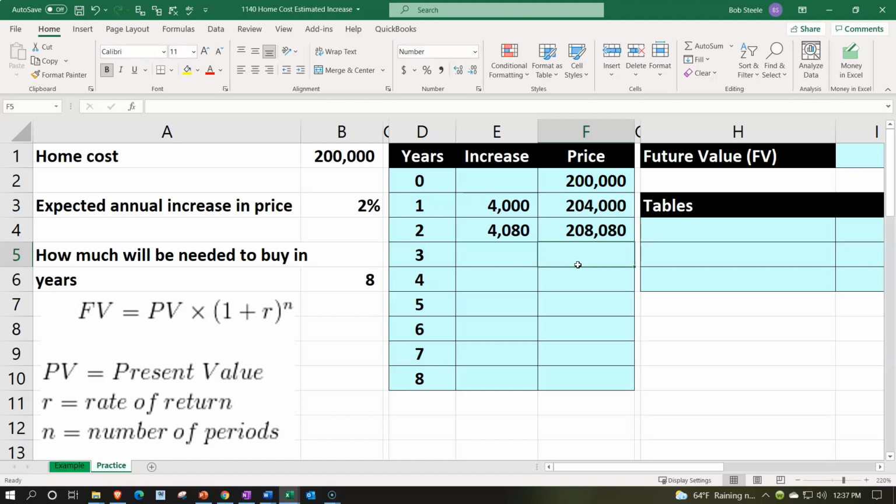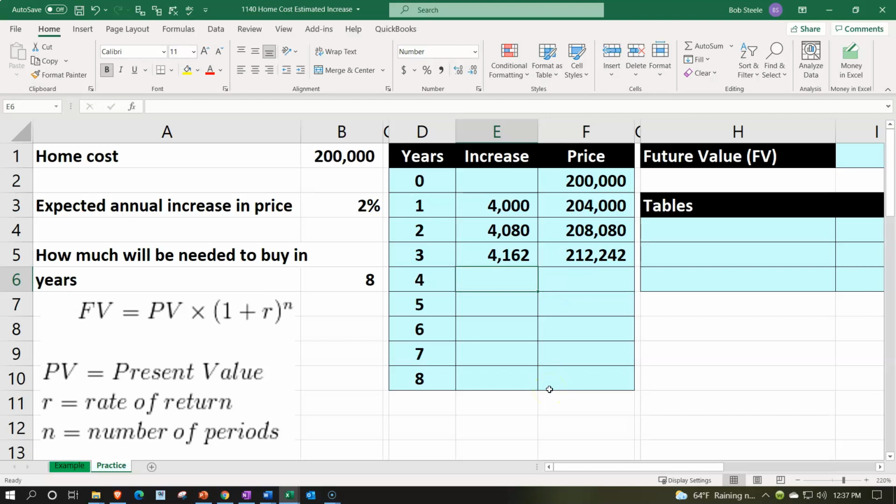Let's do it two more times, and then we'll think about how to do it the easy way, the autofill way. So we're going to do it again. This equals right and up times left, left, left, up, up to the 2% and enter. 4,162, and then we're going to say this equals the one above, the 208,080, plus the one to the left, the 4,162, and enter. That gives us 212,242.